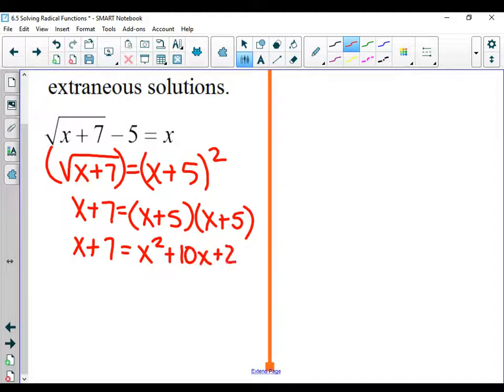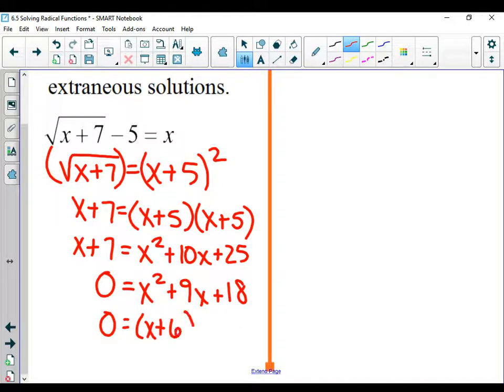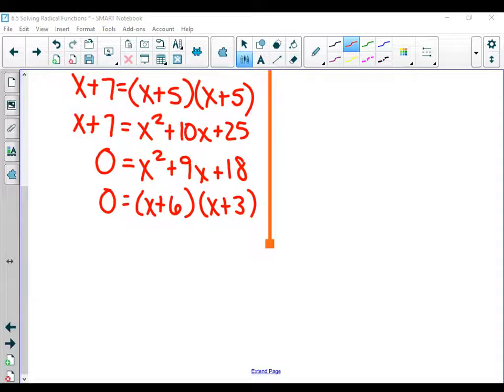After we double distribute, we get x squared plus 10x plus 25. We gotta move everything over. So I end up with x squared plus 9x plus 18. Are there factors of 18 that get me 9? I heard it. 6 and 3. Okay, and then from there, that means x equals -6 and x equals -3.